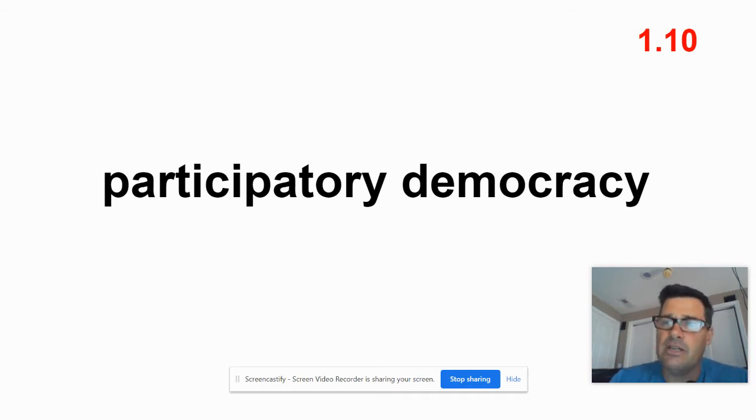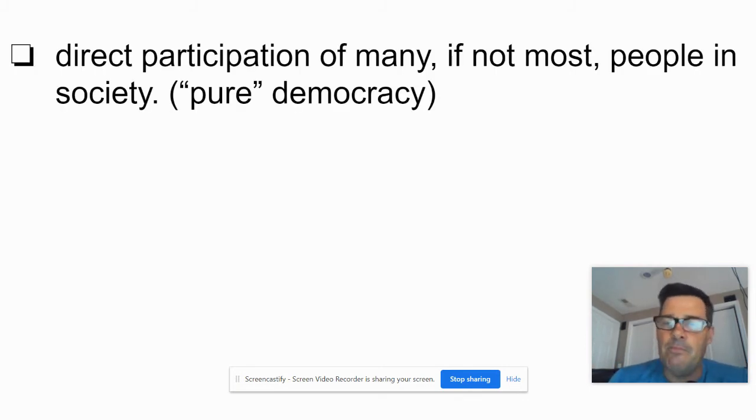So card 10, unit 1, participatory democracy is the first one. You can look at the root word, participatory, participate. Participatory democracy is direct participation of many, if not most, people in society. Direct participation of many, if not most, people in society.